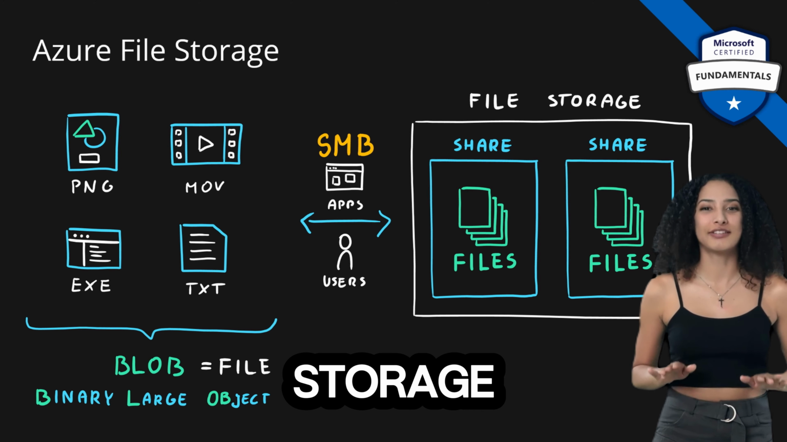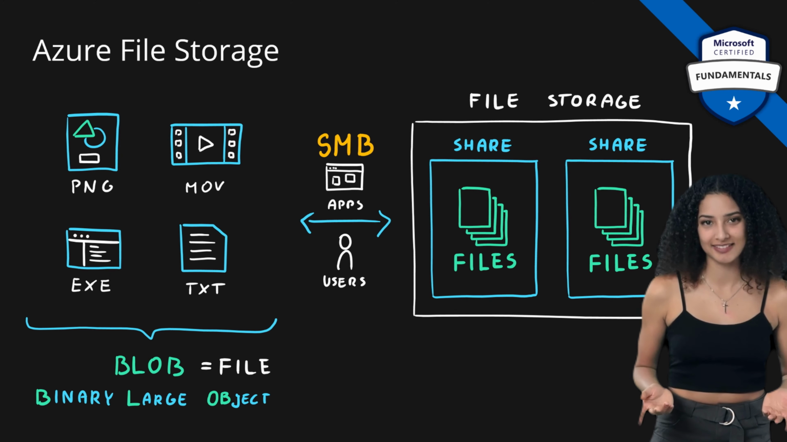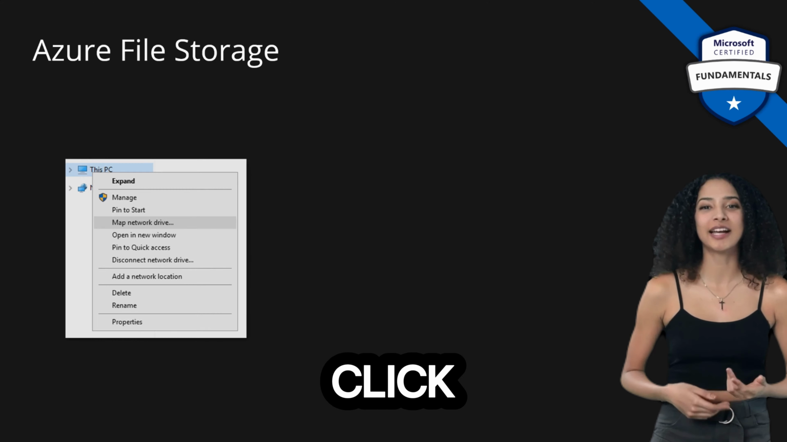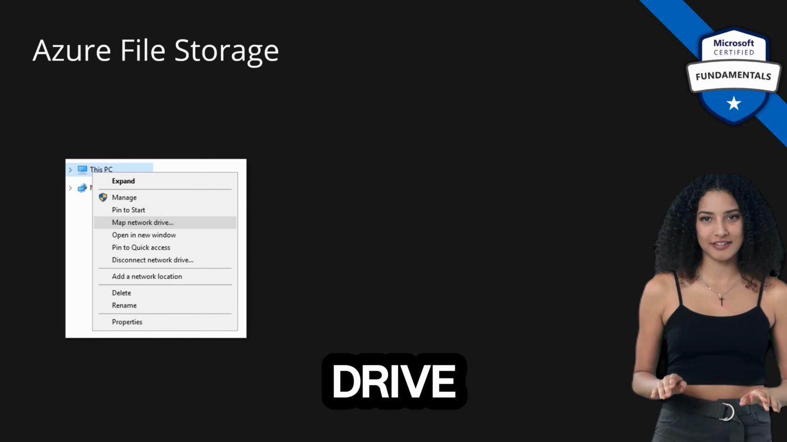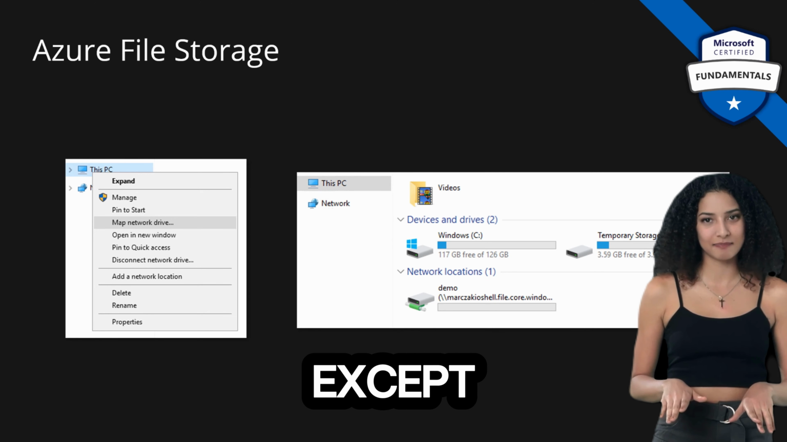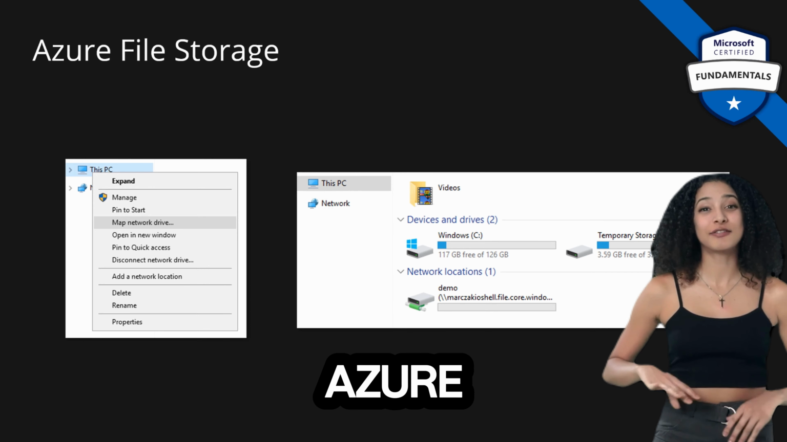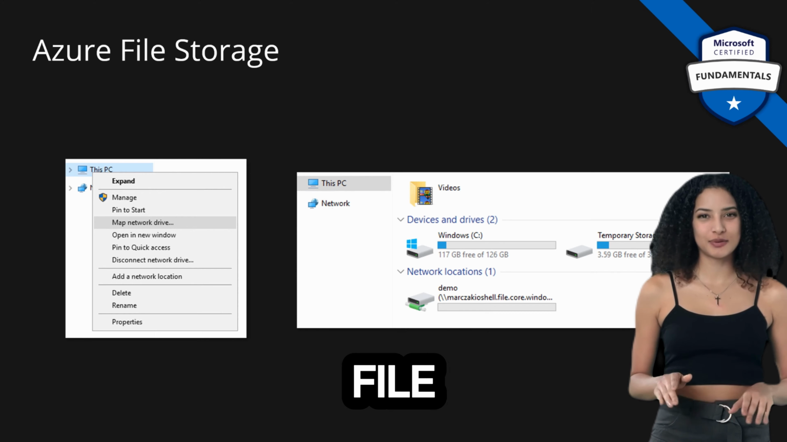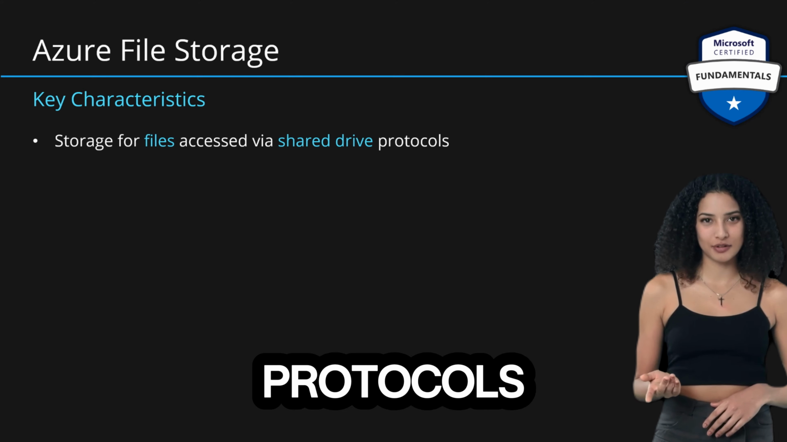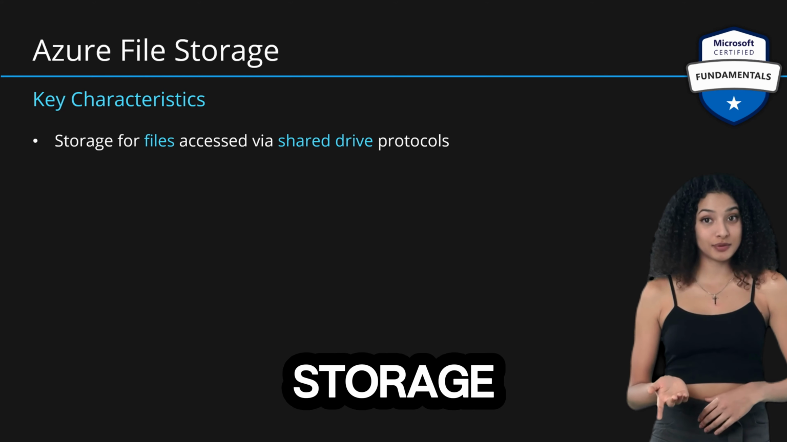They work almost identically. The only difference is the way you access them. In the case of file storage, you access your shares via the SMB protocol. So this is a simple file service. You might remember file shares when you go to, for instance, your Windows PC, right-click and select Map Network Drive. When you do it, it'll appear in your PC just like any other drive on your machine, except it's a remote drive somewhere on some sort of server. In this case, that's exactly what Azure File Storage is for. So Azure File Storage is a service that allows you to store files that will be accessed via shared drive protocols. Whether you use Windows or Linux machines, you can take advantage of the File Storage service.